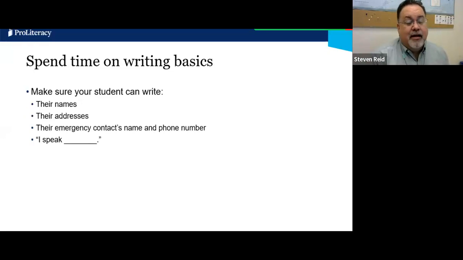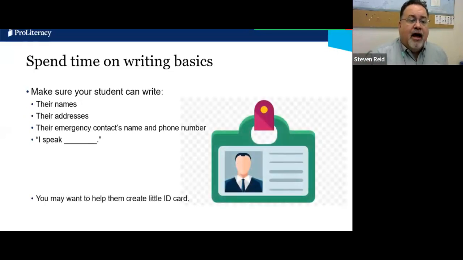If you can get it to where they can say all of these and write them, again, this is going to be a little easier in that level 1 than it is for the basic level, but I think it is going to be very important for your student. You may even want to help them create a little ID card. So if they get lost, they can show that to someone, and that someone will be able to help them find their way home or contact their emergency contact so that they can find out where they are. And knowing what language they speak is going to be helpful for whoever they're talking to.